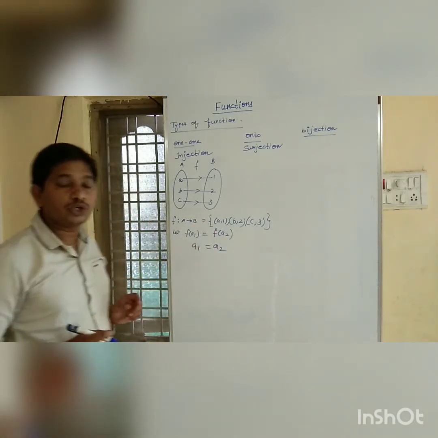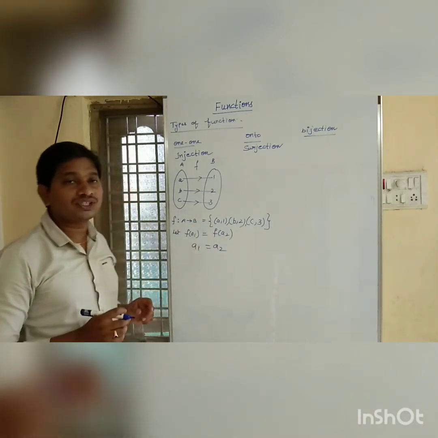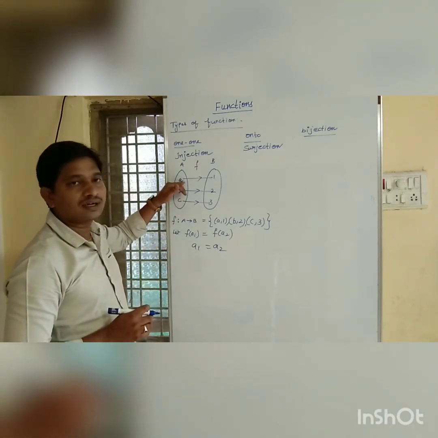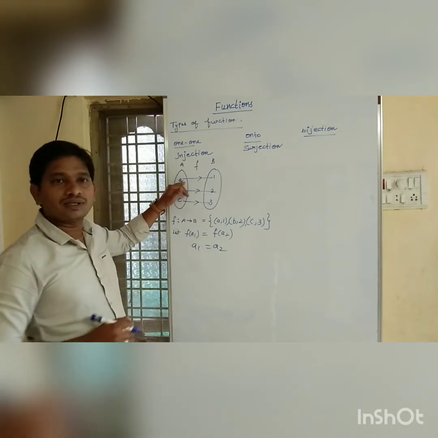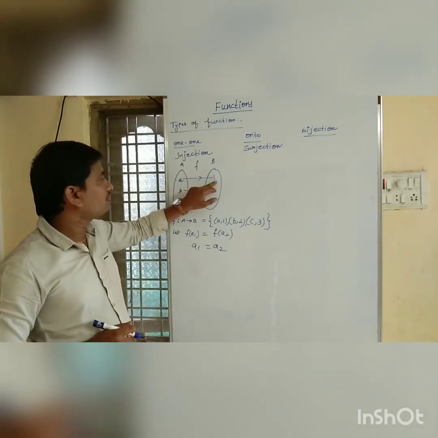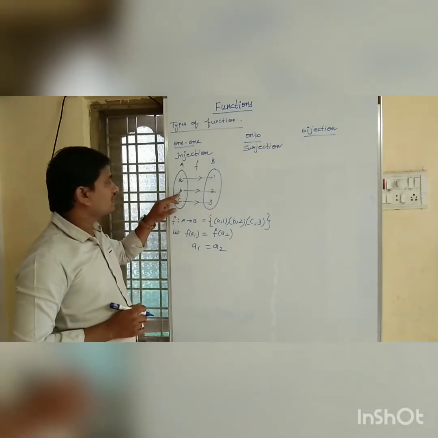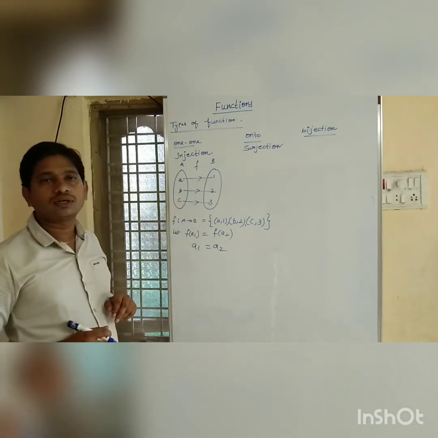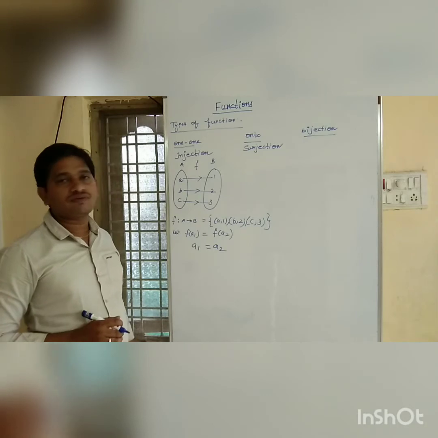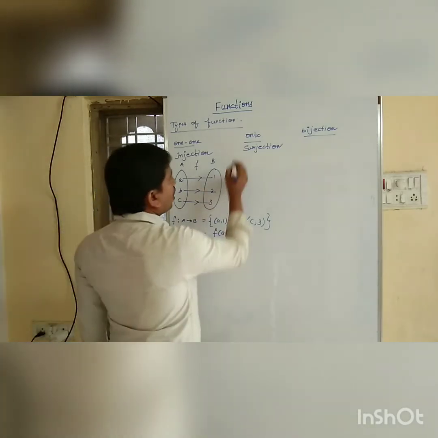So children, did you understand what is meant by a one-one function? Distinct elements of A must have distinct images in set B. I mean A must be mapped with one element only, B must be mapped with one element only, C must be mapped with one element only. Right? That is called a one-one function. Now what do you mean by onto function?